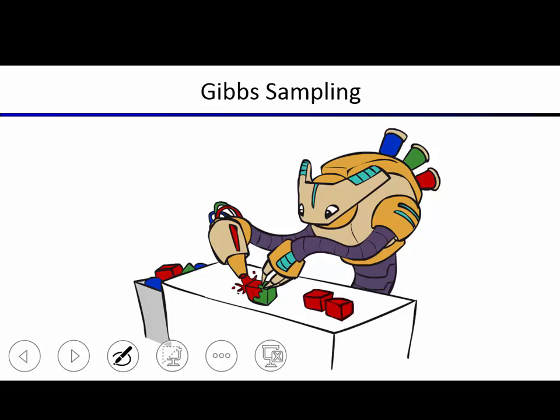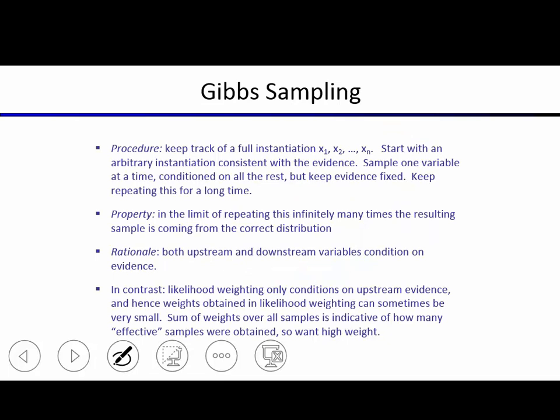A little bit like when we were solving constraint satisfaction problems, the initial procedures we looked at started with an empty instantiation. We worked our way down until we had something. And then we switched to something called local search, where we started with a full instantiation, but we're unhappy with it and found a way to fix it. Same thing's going to happen here, the same transition from going from empty to full: now just start with a full instantiation and try to fix it for it to become a good sample. Okay, so the procedure is that you keep track of a full instantiation x1 through xn at all times. You start with an arbitrary instantiation that is consistent with the evidence.